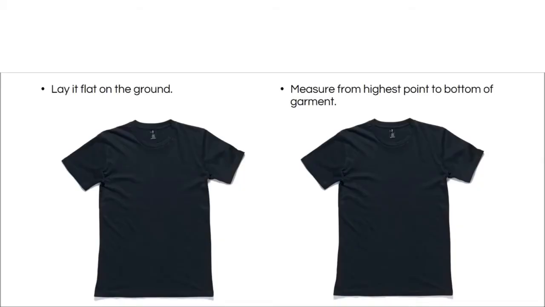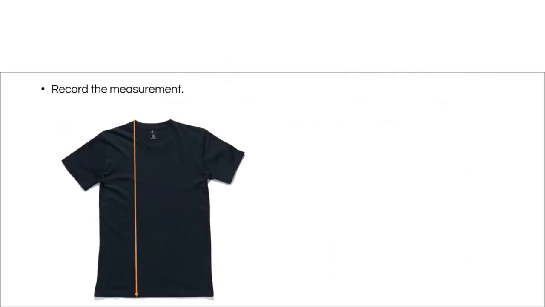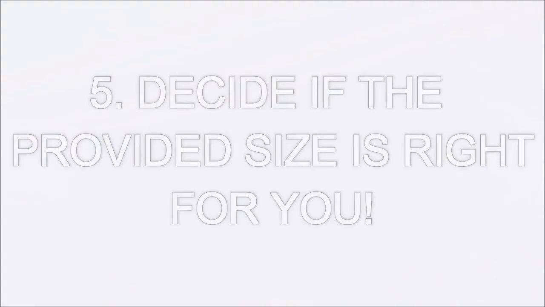Number 3, your shirt length. You're going to use the same concept and measure, but measure from the top to the bottom of the shirt. This will give you the length. Take down the length and compare it to the size chart again. In this example, the tape measure shows a size of 75 centimeters. As you can see, it also matches with the medium at 75 centimeters.